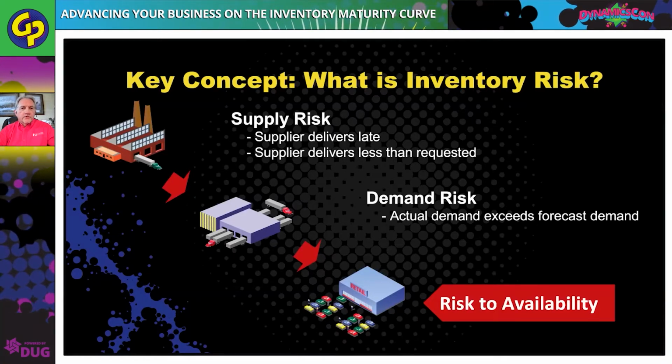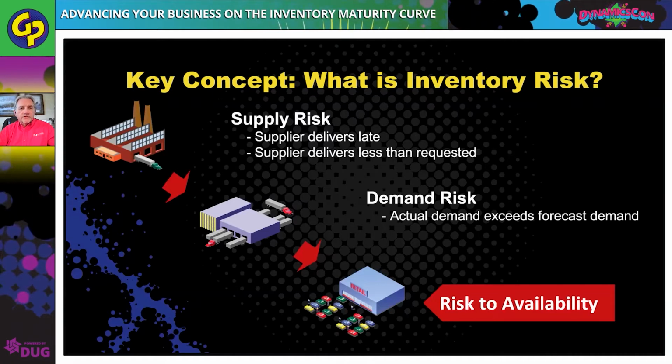But then there's also another risk from the supply side, and that's the suppliers that deliver less than requested. I order 100 quantity of some item and I get 80 or 90. And if that happens frequently enough, that's a challenge that I have to address, and that's a risk now to my availability of being able to service my customers or my internal demand.